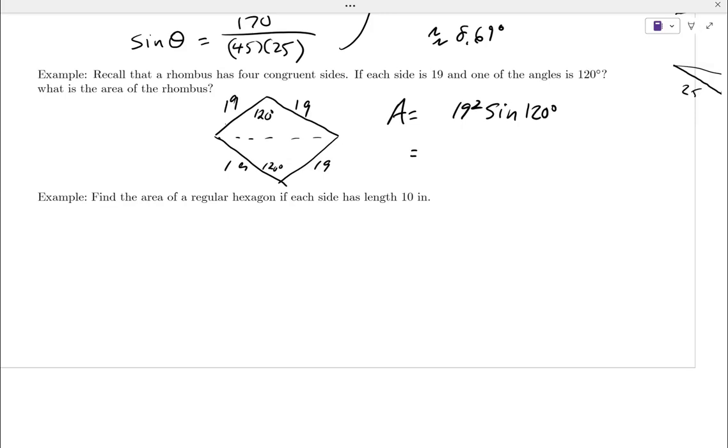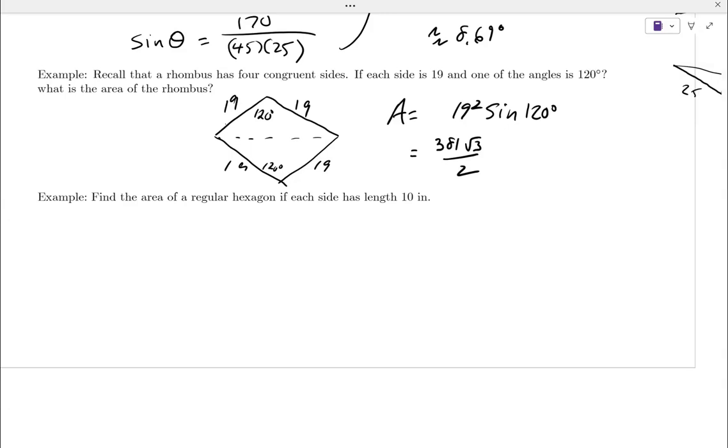60. Do we know sine of 60? Yes. It's square root of 3 over 2. 19 squared is what? 381. So you would have 381 root 3 over 2. Is an exact answer.